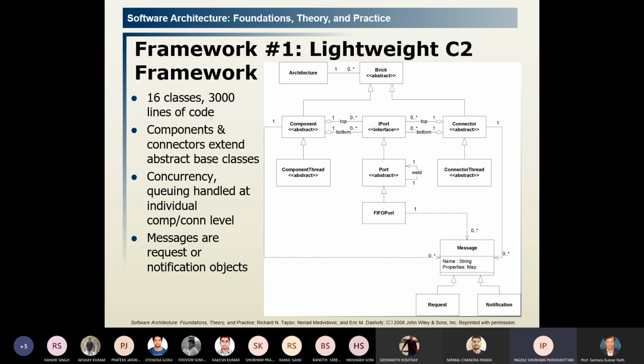Messages are request or notification objects. Here we can see the generalization relationship between messages, requests and notifications. So this is the lightweight C2 framework: components and connectors extend the base class, concurrency and queuing are handled at the individual component and connector level, and messages are request or notification objects.